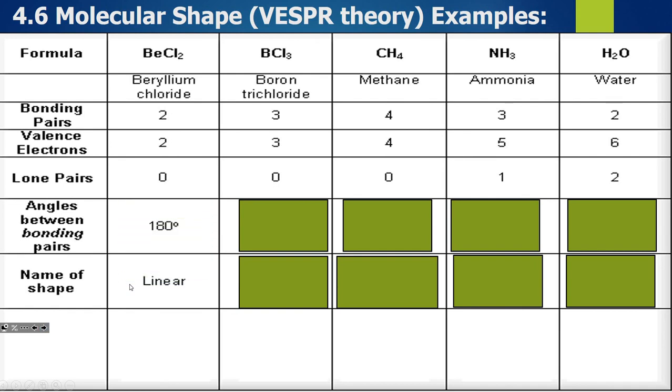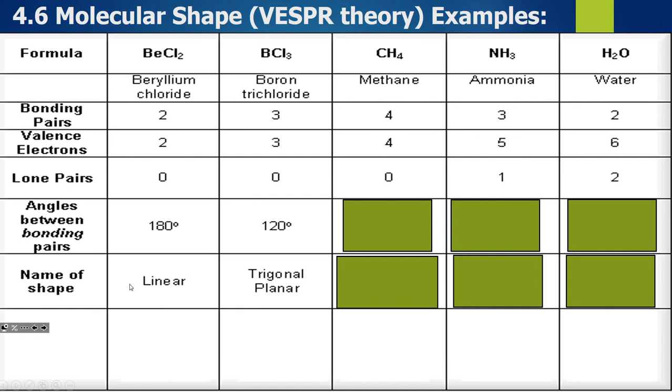So now let's look at BCl3. It already tells me there's 3 bonding pairs. There's 3 valence electrons. There's no lone pairs. What shape? The triangle one, right? But it's all going to be in a plane because there's no lone pairs. So trigonal planar, what was the angle on a trigonal planar? 120, good.